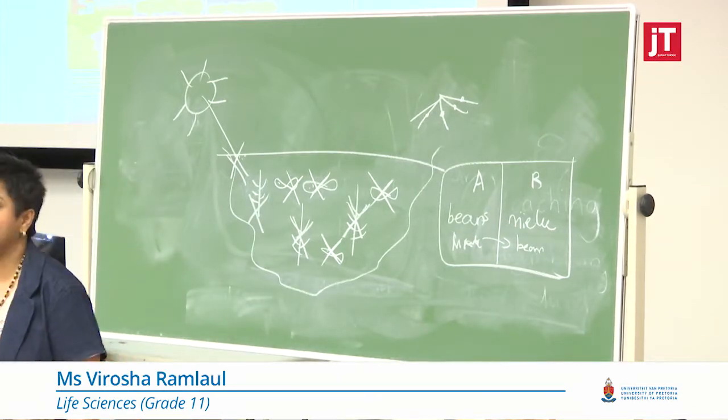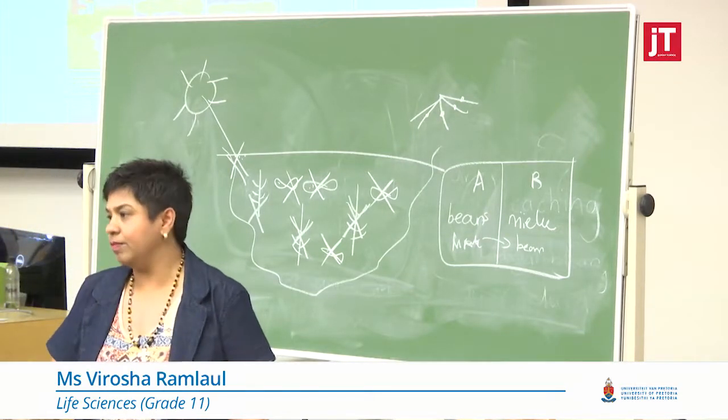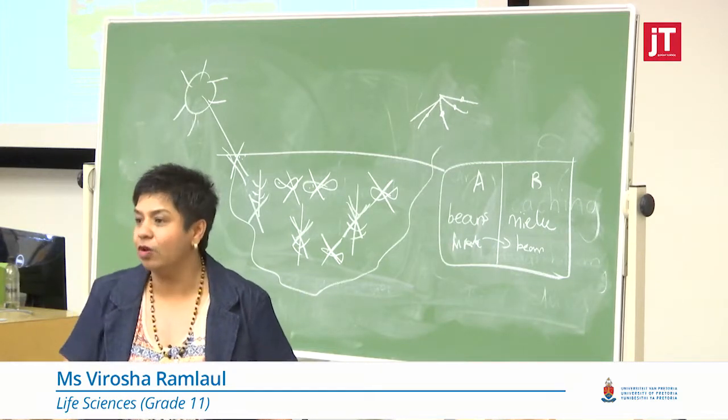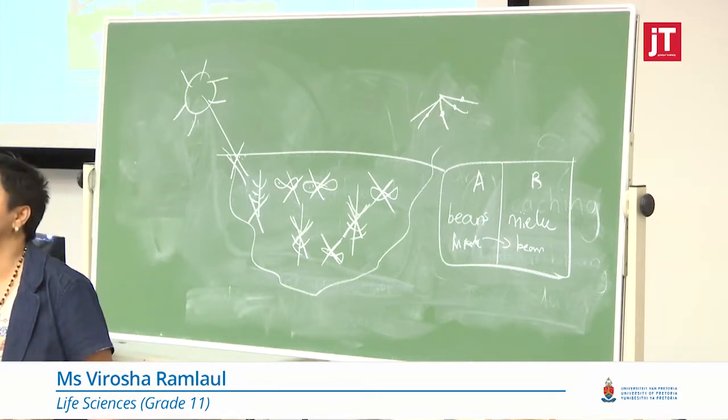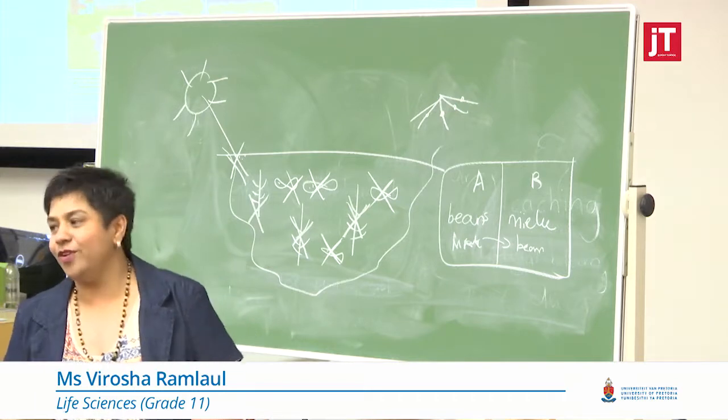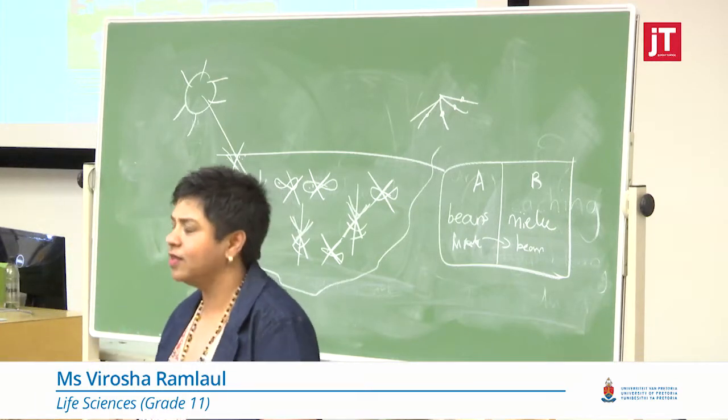Most farmers, what they do is they just harvest the beans. The roots with the root nodules, they plow back into the ground. That is called green manuring. That is another solution.